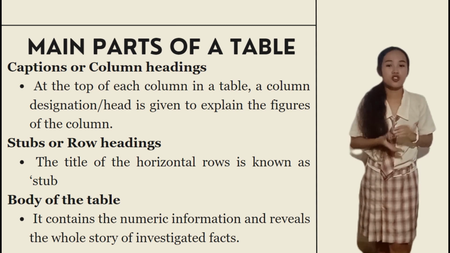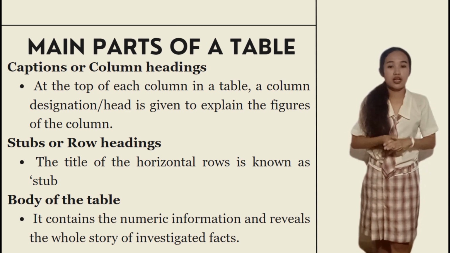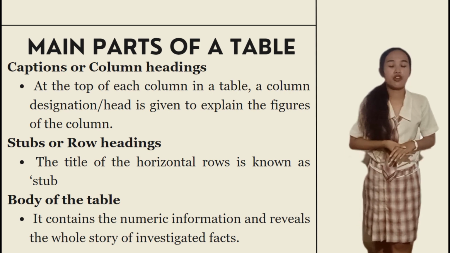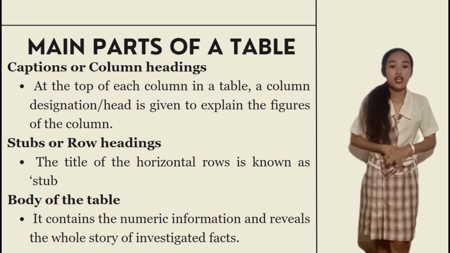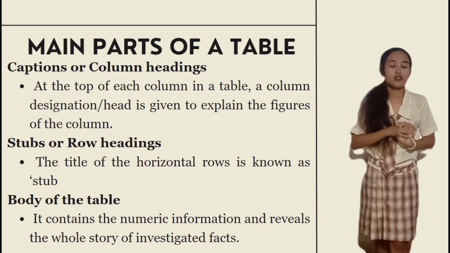Next are the captions or column headings. At the top of each column in the table, a column designation or head is given to explain the figures of the column. This is known as a caption. Next is the tabs or row headings. The title of the horizontal rows is known as a tab.